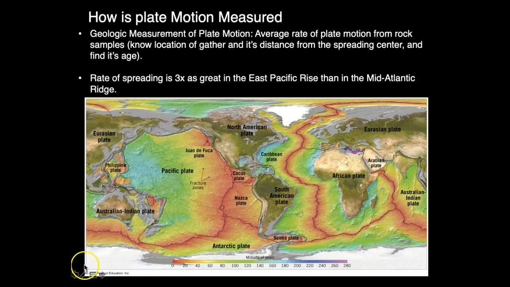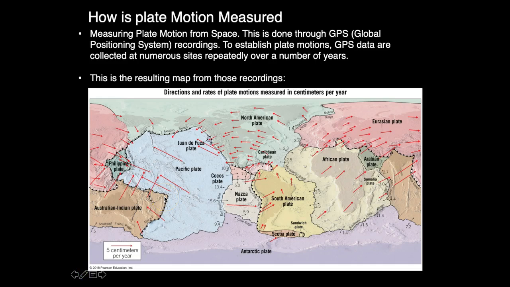Another method that is used to check the plates' motion is measuring plate motion from space. This is done through GPS recordings. GPS stands for Global Positioning System, which uses satellites to pin down the exact position of a site. To establish plate motions, GPS data are collected at numerous sites repeatedly over a number of years. The map that you see below shows the resulting map that is typically made from that. It shows the direction in which the plates are moving, as well as the magnitude at which they seem to be moving.